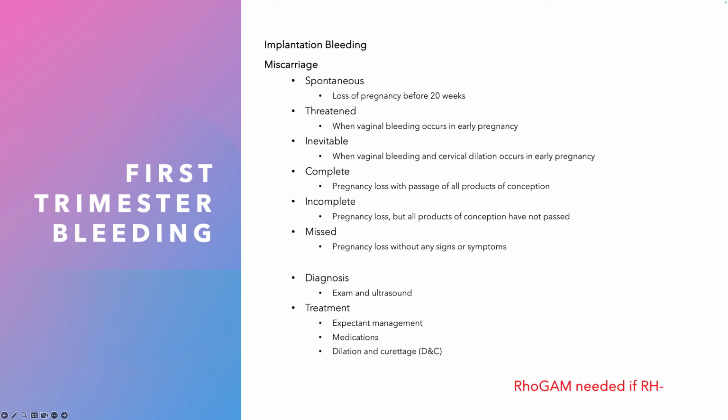And so how do we diagnose miscarriages? We do a physical exam. We look to see if there's bleeding. We look to see if the os is open, if we see tissue. And we also do an ultrasound. We can also do blood work, the beta HCG, the pregnancy hormone, to see if it's rising.